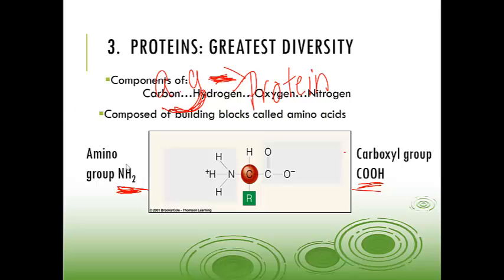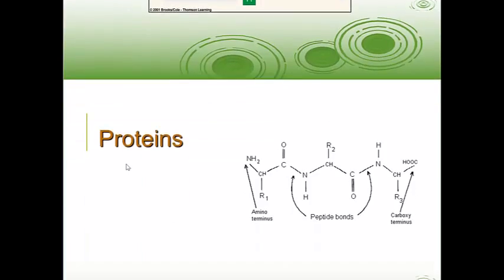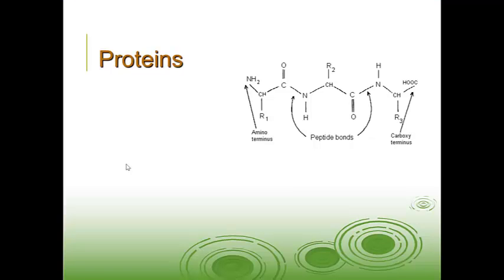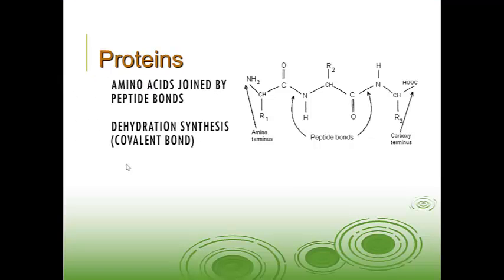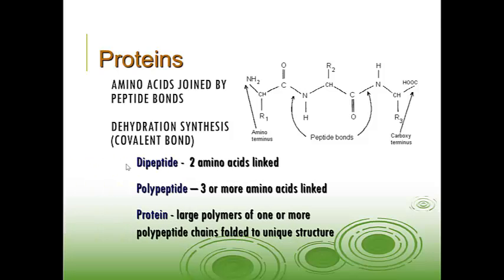The components are carbon, hydrogen, and oxygen, building blocks of amino acids, as I said. Proteins are joined together by peptide bonds, which are indicated here in the diagram. How are they formed? Again, by dehydration synthesis and covalent bonding. So a dipeptide, just like a disaccharide, is 2 amino acids that are linked. A polypeptide, like a polysaccharide, is 3 or more amino acids that are linked. Proteins are considered large polymers of 1 or more polypeptide chains.